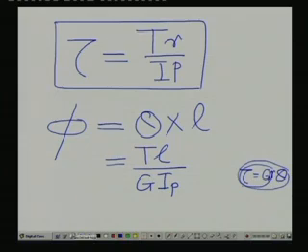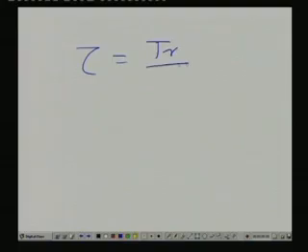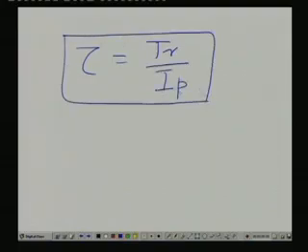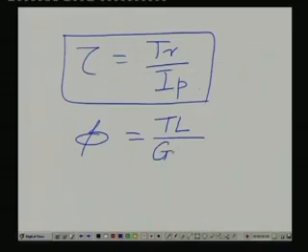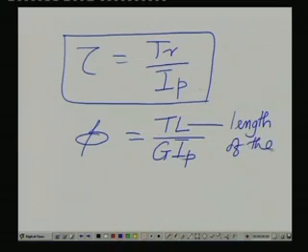So, the two most widely used torsional formulas are: shear stress tau equals T R by I P, and phi equals T L by G I P. What is this L? I think I did not mention. This is the length of the member.